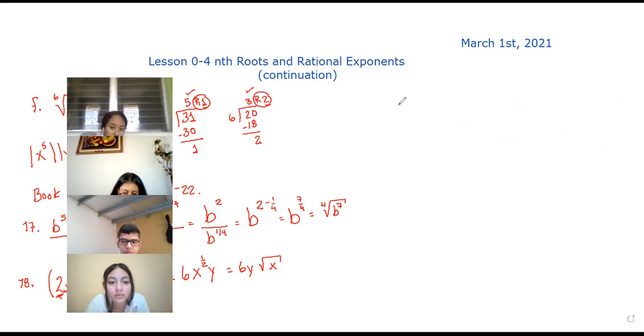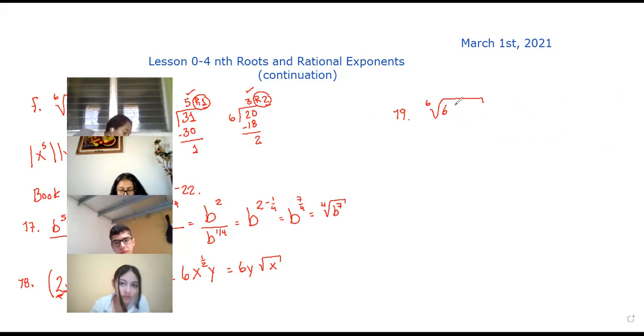Okay, number 19. You have the 6th root of 640 a to the cube. Okay, first we need to factor 640 to find out if it has a 6th root.